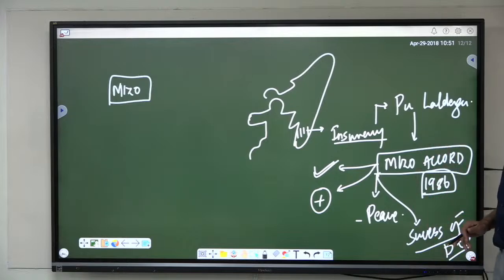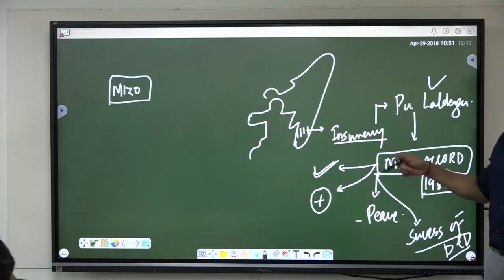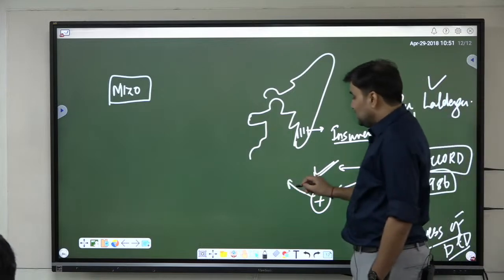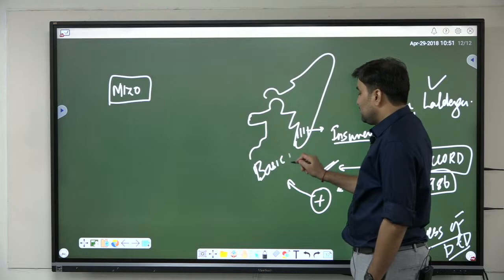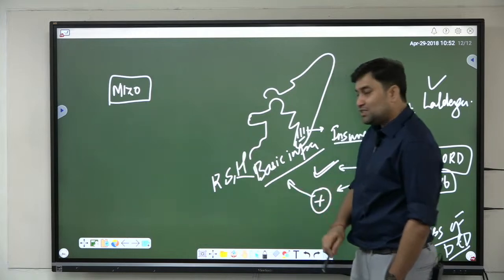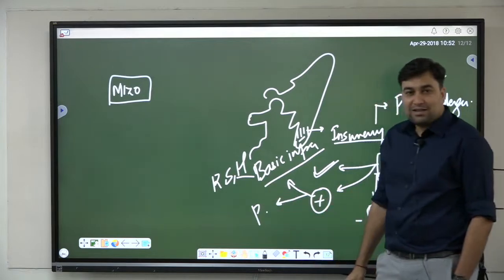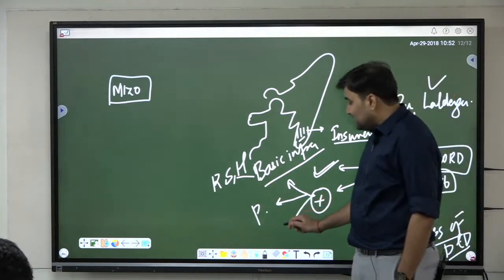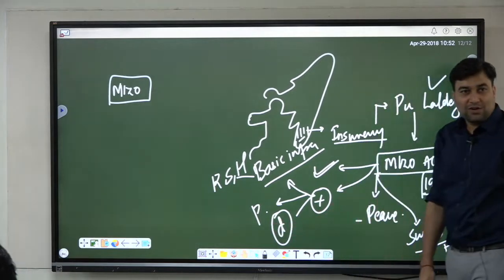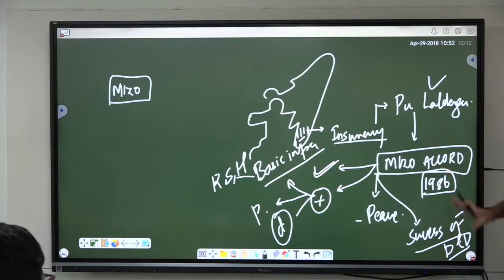What was done? After the accord, he was made the CM. Getting the idea? He became the CM of Mizoram, and he himself was asked to do all the peace and developmental work, and he did it. What was the positive result? Development of the basic infrastructure, like roads, schools, hospitals, everything came. Connectivity increased. Peace was there. Because of this, the state itself got developed. Is the idea understood? This is a case study of Mizo.